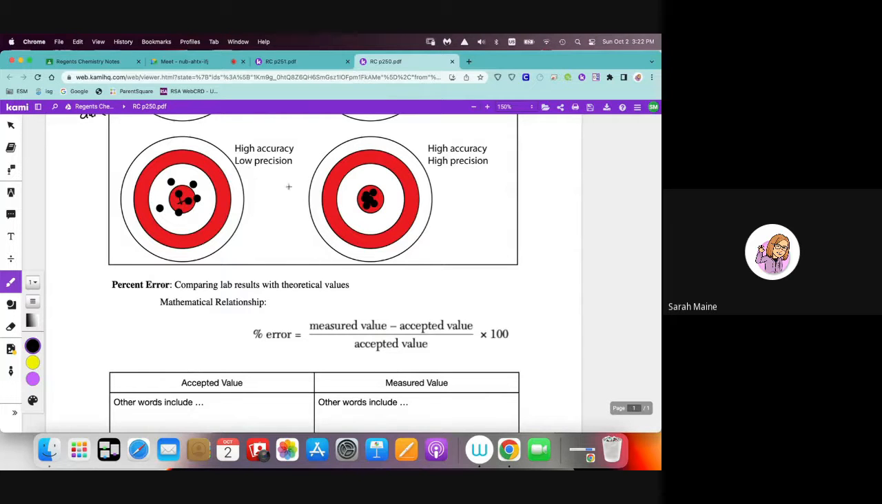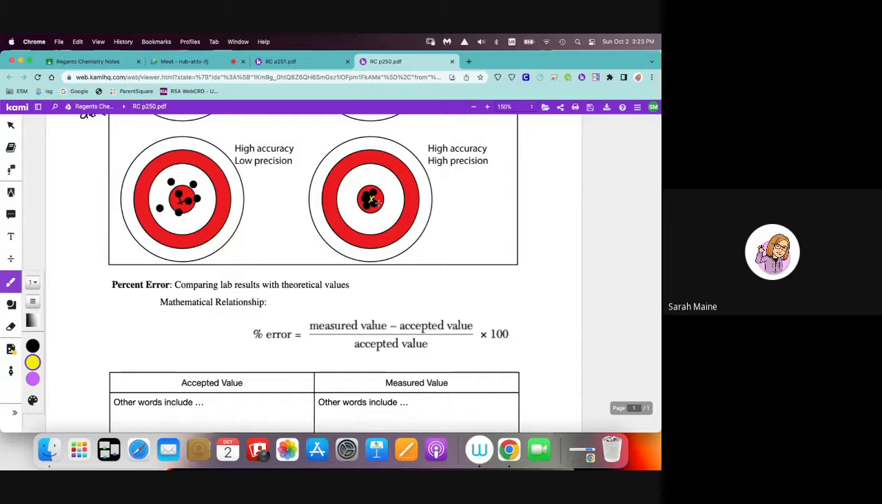And then as we get working in the lab and we're doing it with more practice, like any other skill, we start to collect data that is very similar to the accepted value, and our precision increases because every trial we end up with similar results. And so high accuracy, high precision is what we're aiming to develop skill-wise by the end of the school year.